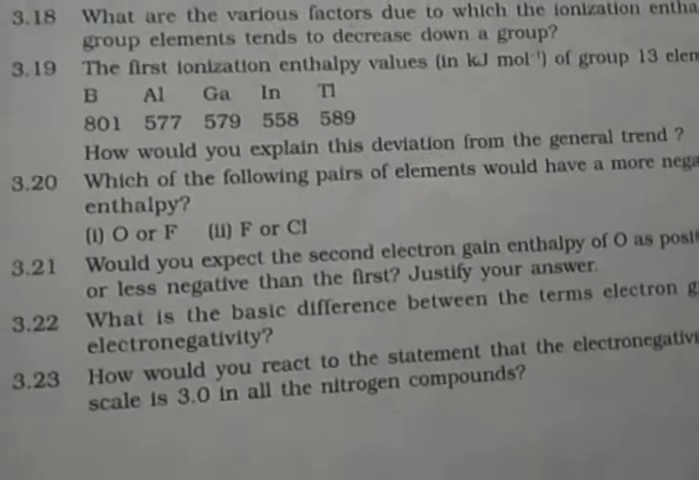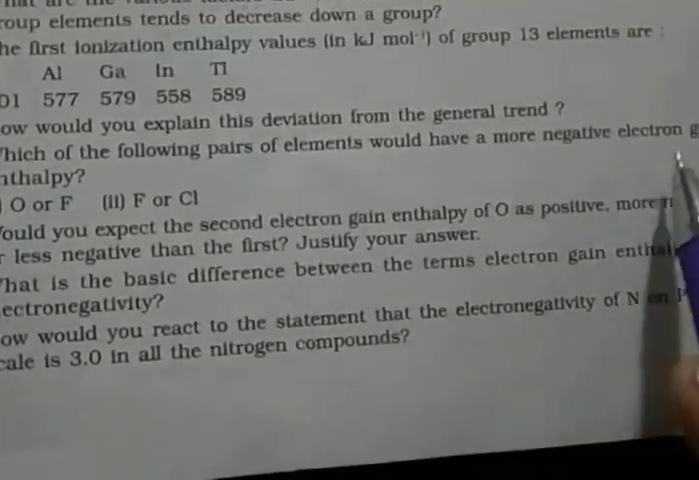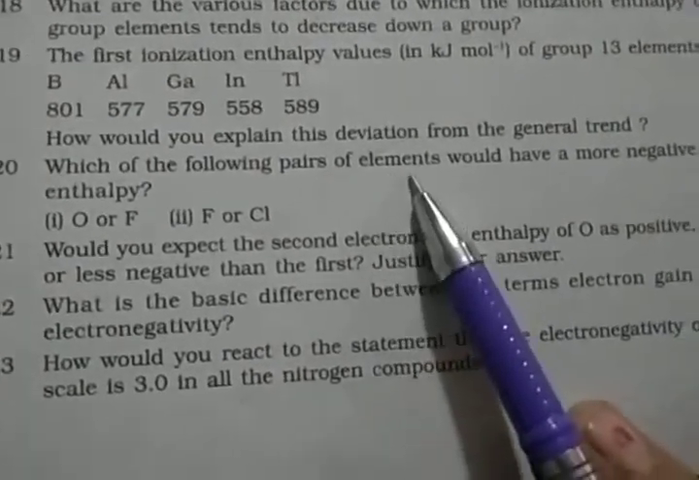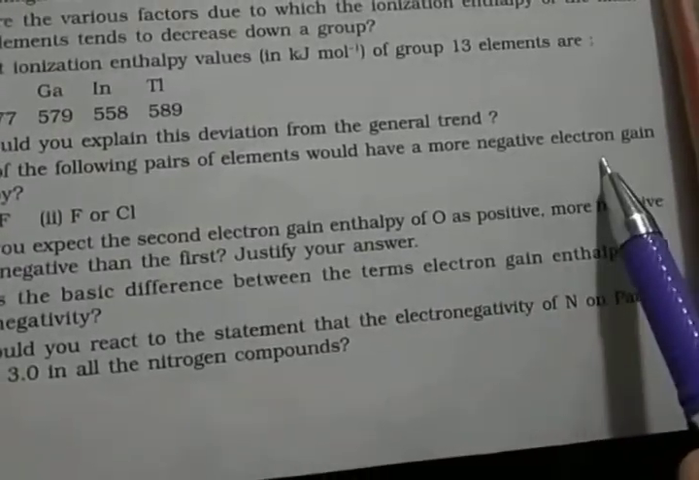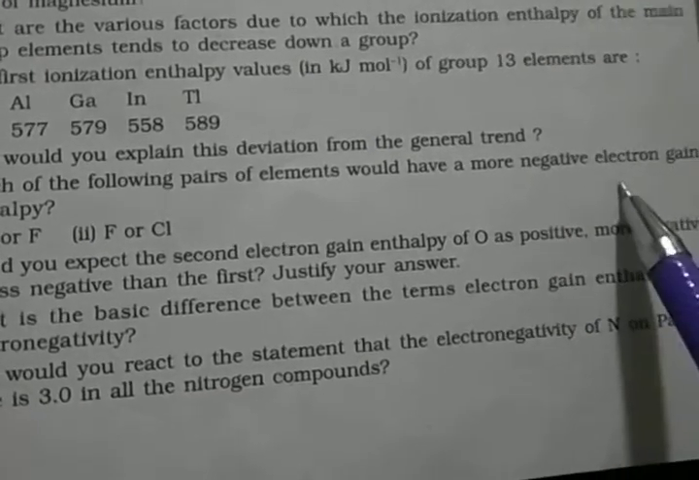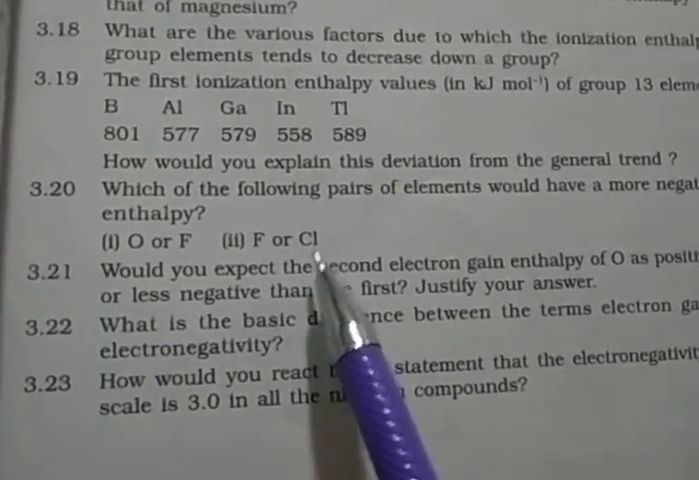Question number 20. Which of the following pairs of elements would have a more negative electron gain enthalpy? Negative electron gain enthalpy means the enthalpy change for gaining an electron. Here, the first pair is oxygen or fluorine, and the second is fluorine or chlorine. So first, oxygen or fluorine.